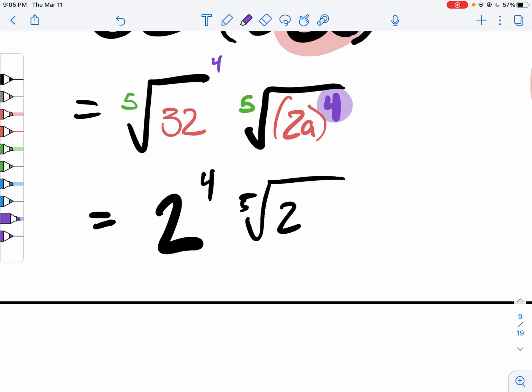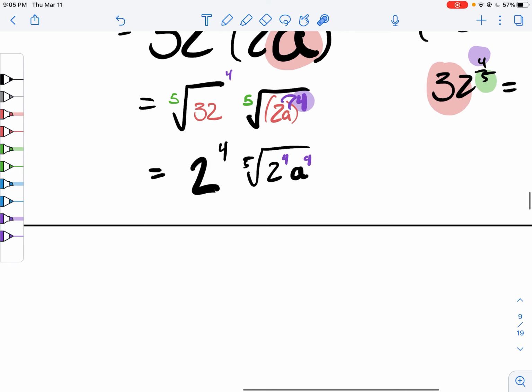I'm going to take this 4 and distribute him to both. 2 to the 4th, 2 to the 4th. Oh, hey, now we need to figure out what is 2 to the 4th. Well, 2 times 2 times 2 times 2 is 16. So that gives us 16 times the 5th root of, hey, 2 to the 4th. I've seen that before. That's 16. 2 to the 4th.